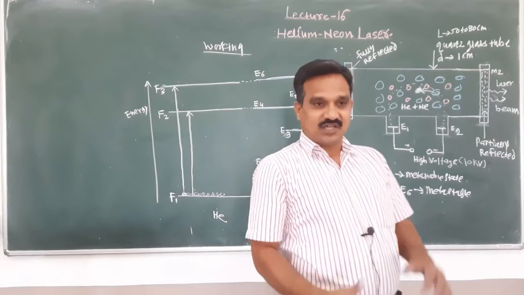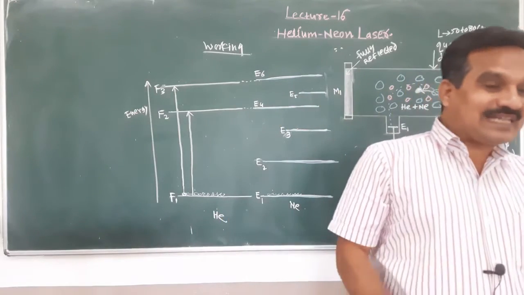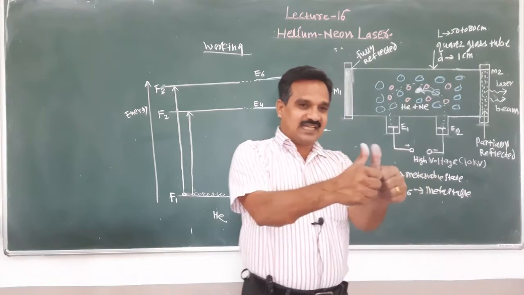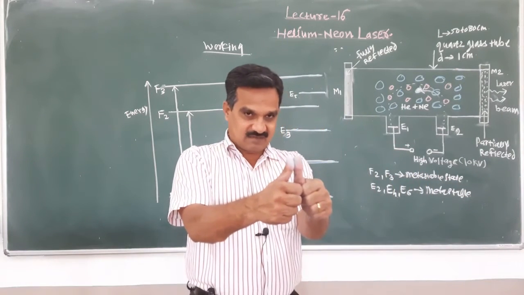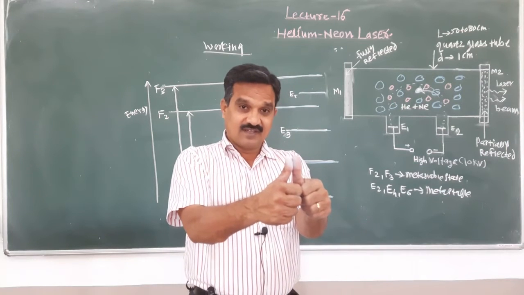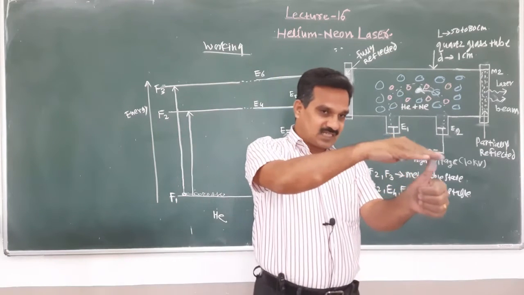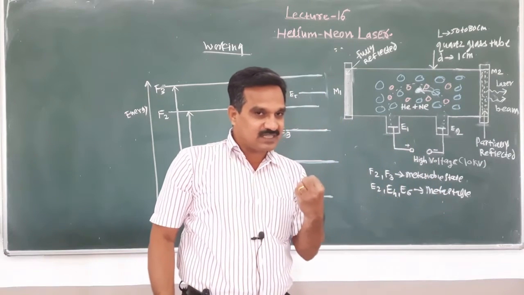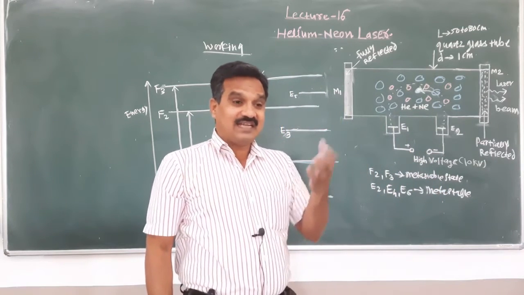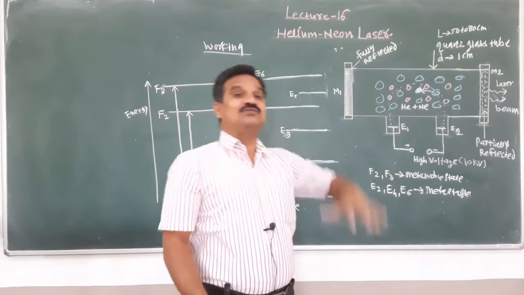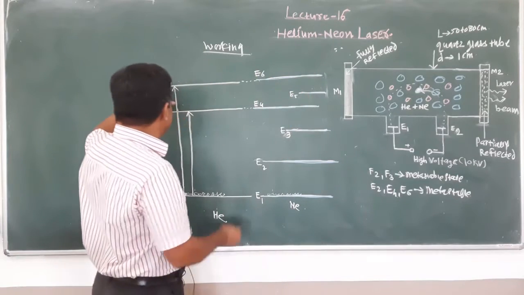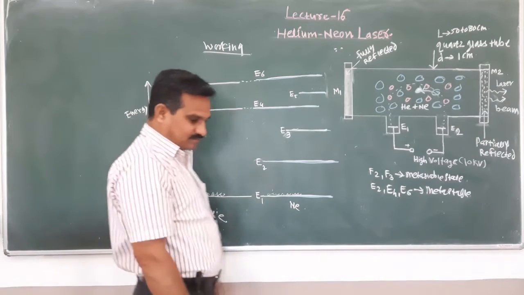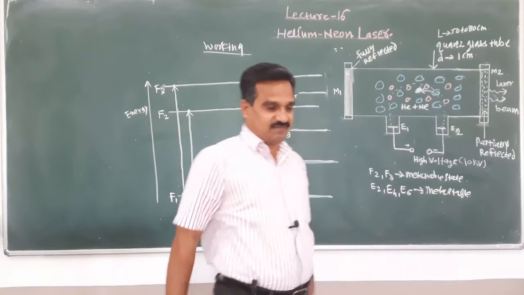Collision between the exciting electron and the helium atom takes place initially. The energy of that electron is transferred to the helium atom, and when sufficient energy is absorbed, the helium atom jumps from the ground state to the excited state. This is the first mechanism.